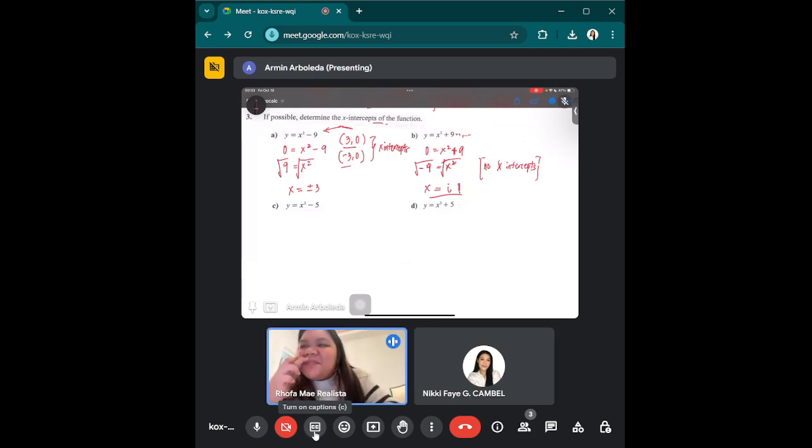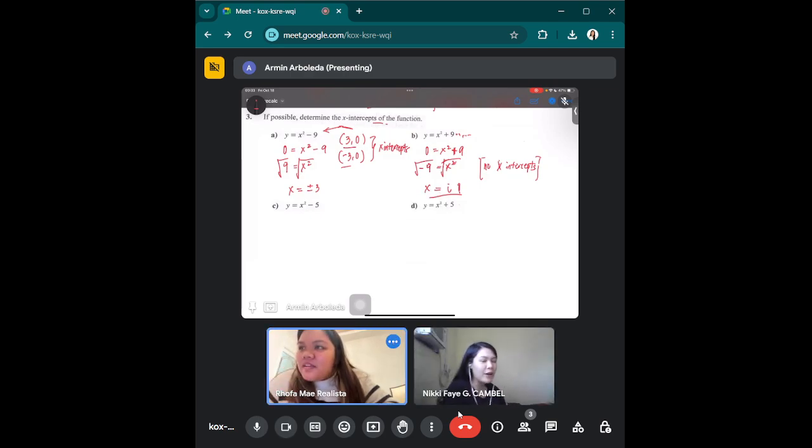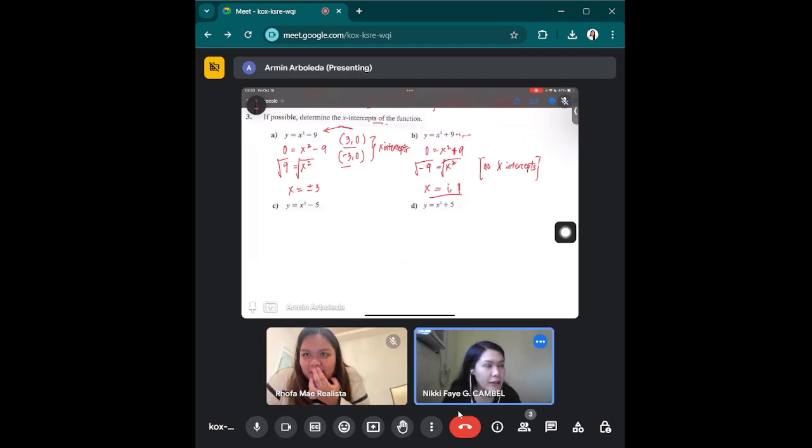Is it 5 and then 0? Is it 5 or square root of 5? Square root of 5 or 5 lang po ba? So, okay. Let's check natin. So, it's gonna be square root of 5 po pala, okay? Opo. Pwede kasi mag-answer na square root of 5 lang. Kasi, pag mag-graph ka sa plane, hirap hanapin yung square root of 5. Okay.